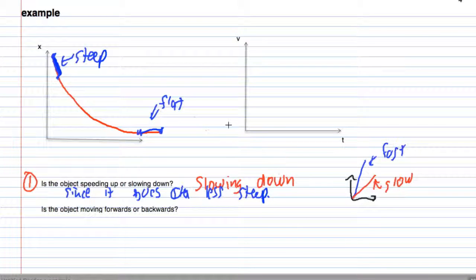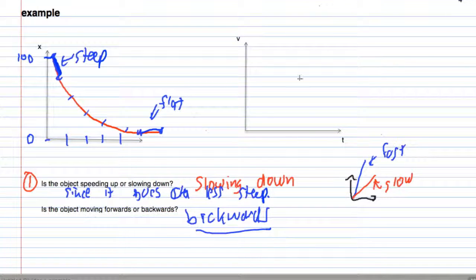The next question I want to answer is, is the object moving forwards or backwards? Go ahead and take a guess now. So it turns out the object is actually moving backwards. And the reason we can tell is if we remember that the y-axis is like a ruler. Let's just pretend this is 100 and this is 0. What we see is that as time increases, the position of the object becomes less and less. So what that tells us is that we are moving towards the origin on the ruler. In other words, that's backwards.